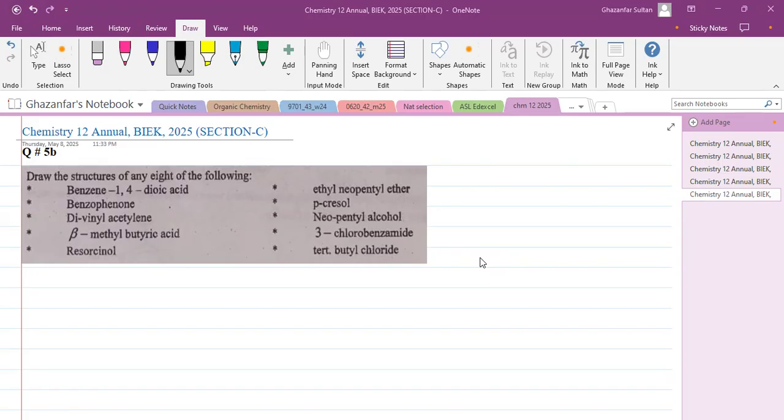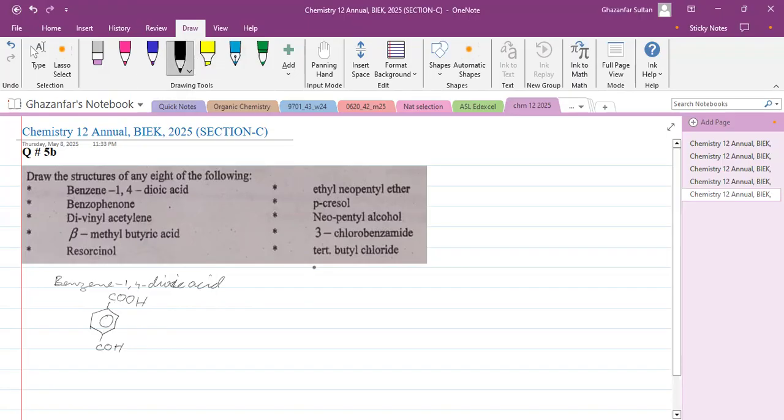The first one is the benzene 1,4-dioic acid. So it is very easy. Draw the benzene ring and two carboxyl groups on the 1 and 4 positions. If it is 1, then definitely this is the fourth position. Okay.